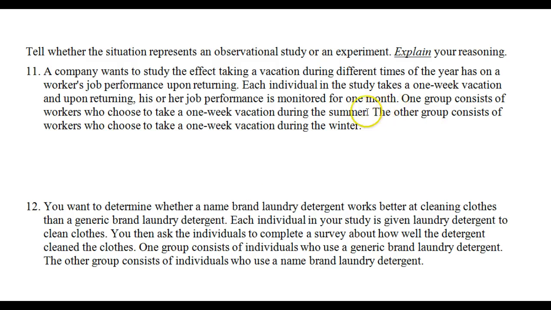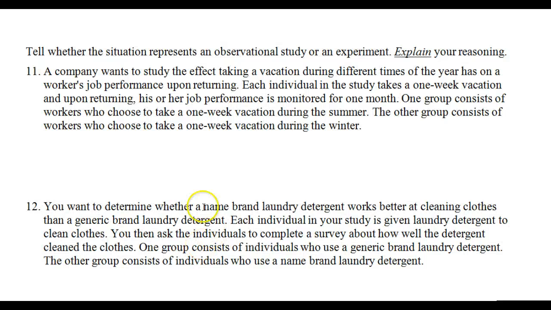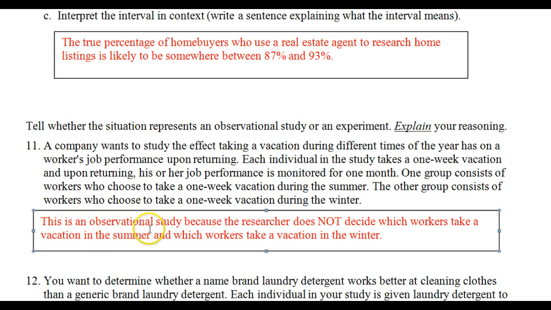It says one group consists of workers who choose to take a 1-week vacation. So the workers themselves decide whether they want to take a vacation in the summer or the winter, not the researcher. So this would be an observational study, because that's what you have when the researcher does not decide who gets the treatment, or who's in which group. So this is an observational study because the researcher does not decide which workers take a vacation in the summer and which workers take a vacation in the winter.